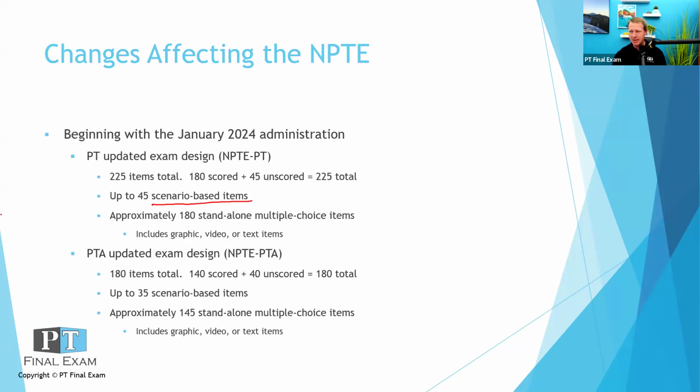So on test day, you can expect about 45 unscored items. We've got 45 scenario-based items. So they're not the same thing. 45 unscored items, but it also happens to be up to about 45 scenario-based items for a grand total of 180 items that are scored, with 225 if you include those unscored items. And I'll talk about all that here in just a moment. There will also be some video, graphic, and text-based questions. So several styles of question on the test. And again, I want you to be prepared for all of them.